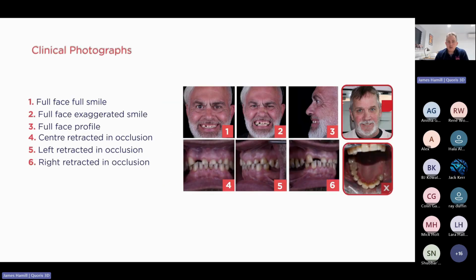So I'm just going to take you through that. A lot of the information is the same. Now, we have tried to keep it that way on purpose to try to keep things as straightforward as we can. The first thing is to capture 6 photographs.